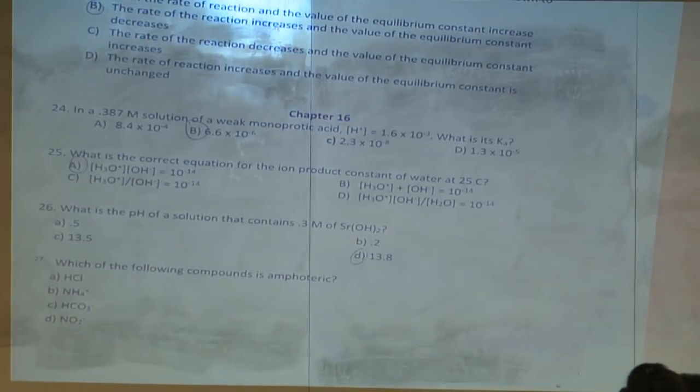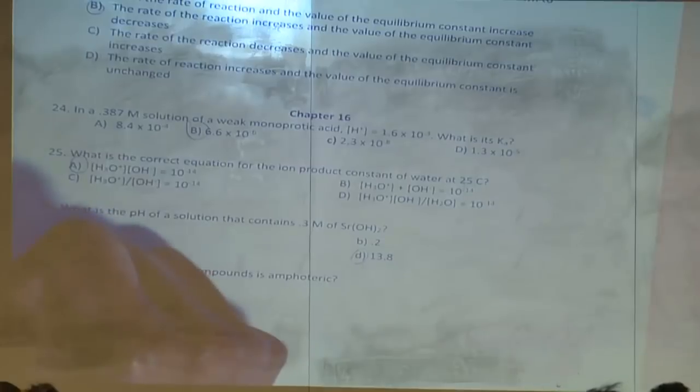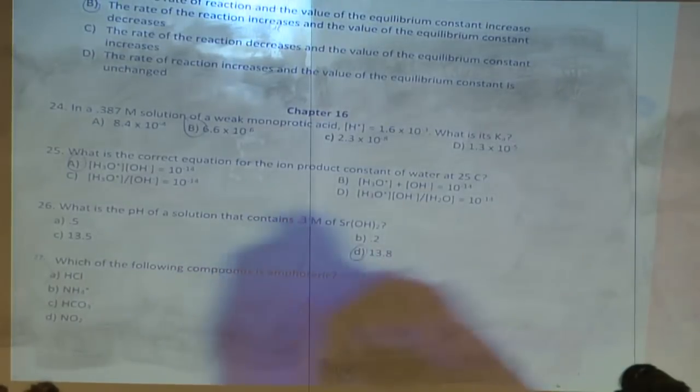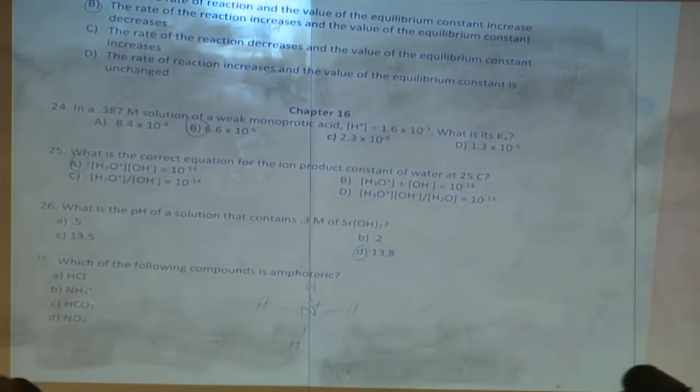Okay. Now we're going to go on to 27. Amphoteric means that it acts as an acid and a base. So you need to be able to give away an H and receive an H. HCl is a strong acid. If it's a strong acid or a strong base, it's not going to want to act as the other one. So HCl is not going to want to act as a base, and it's not going to want to receive an H. Now NH4 plus can act as an acid, but it can't act as a base because it's not possible for it to gain any more H. It's full. There's no more space on the nitrogen to receive an H, so it can't act as a base.